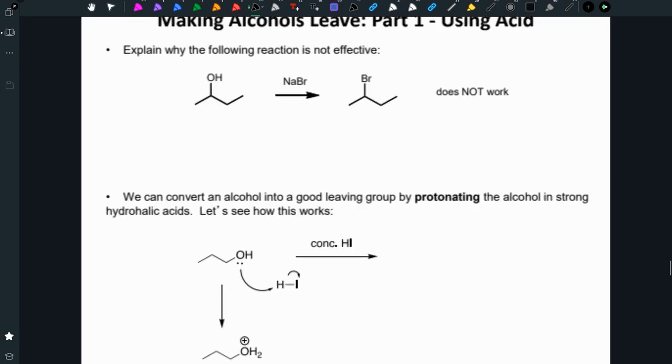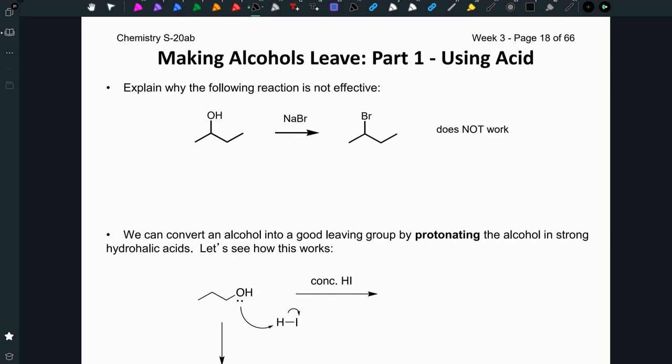leaving group. Okay. So first of all, let's think about why we can't just do an SN2 reaction where we replace an OH group with, say, an alkyl halide or some other nucleophile. So in this case, we might want to do an SN2 reaction where I take Br minus, which is a good nucleophile, and use it to replace an OH group. Seems plausible, but notice the problem is my leaving group in this case is OH minus, and OH minus is a strong base.